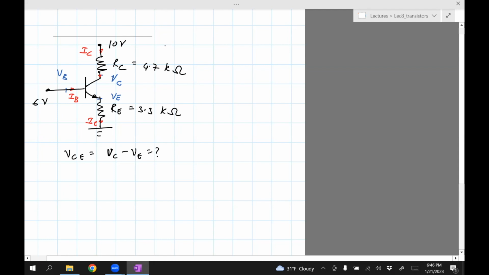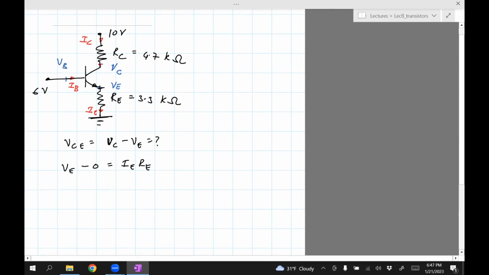So we need to compute VC and VE. Let's just start writing down the expression for VE. VE, which is the voltage here, minus the ground, should be equal to IE RE. In order to solve for VE, we need IE. Let's take an equation involving VC and this 10. So we have 10 minus VC equals IC RC. So what we need to do here is solve for VE and solve for VC. For that, we need to solve for IE and IC, and RE and RC are known. So let's try to compute IE and IC.